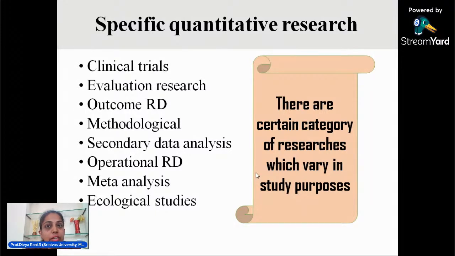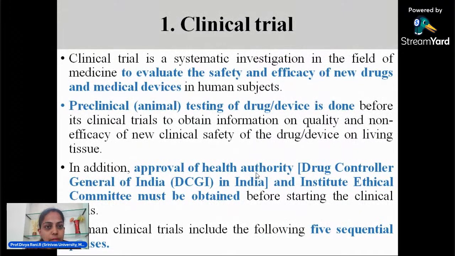Next is the specific quantitative research. These are research designs classified based on the purpose of the study, so that becomes a specific quantitative research design. Next slide.